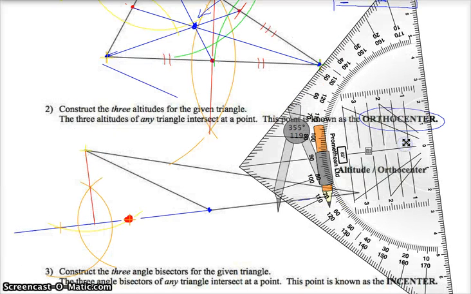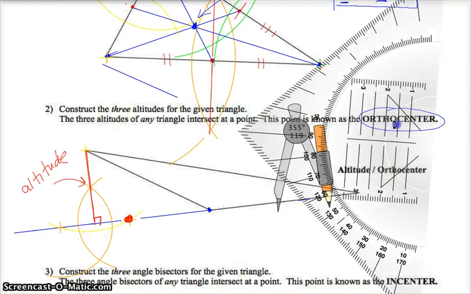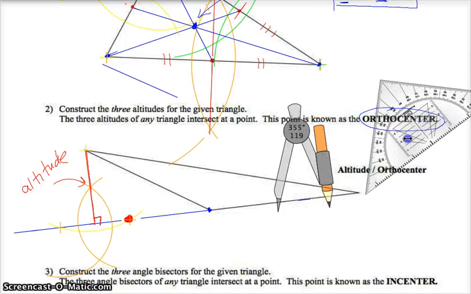Notice your altitudes and your medians have specific lengths. They stop. They don't go on forever and ever. So this right here is an altitude. It goes from a vertex to the side opposite, intersects at 90 degrees. So that's one.